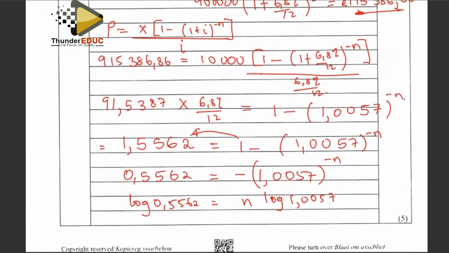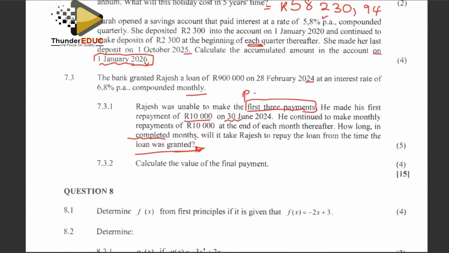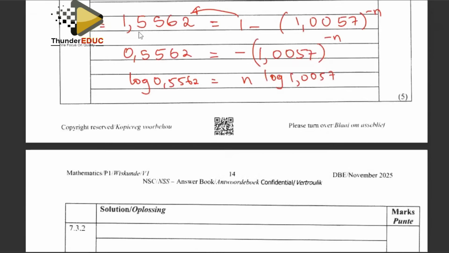is that 7.3.1? Yes, but the space is finished. Okay, it's fine. So n is going to be the log of 0.5562 over the log of 1.0057. Alternatively, you can use that log AB and still get just the same thing.